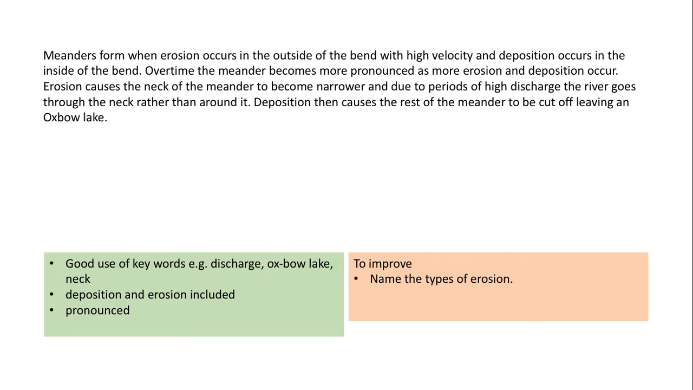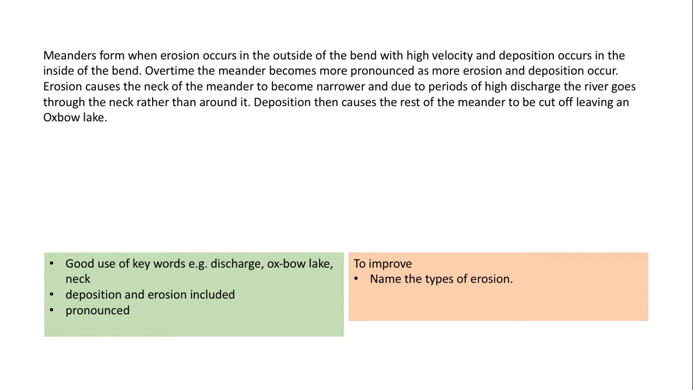Okay, I really like the fact that we're talking about deposition as well as erosion in this answer. So look at the first sentence. Meanders form when erosion occurs on the outside of the bend with a high velocity and deposition occurs on the inside of the bend. Great, we're talking about erosion and we're talking about deposition as well. We need to add in why that deposition occurs. Why does deposition occur on the inside of the bend? Because the water has a lower velocity.